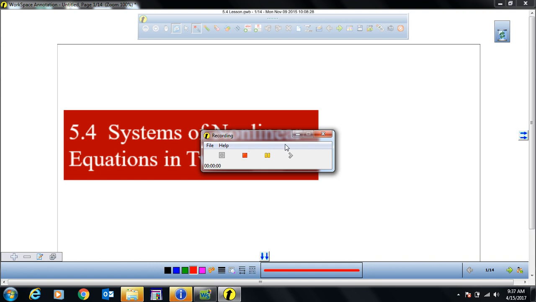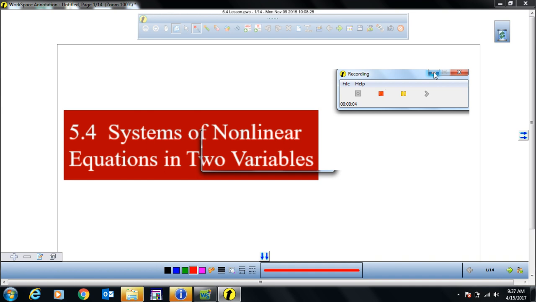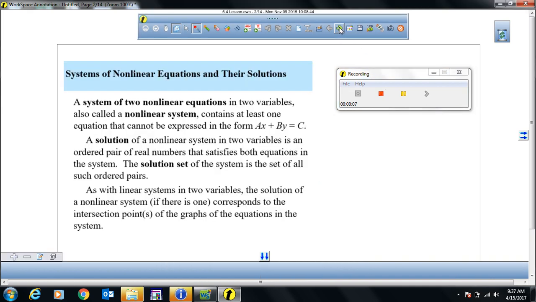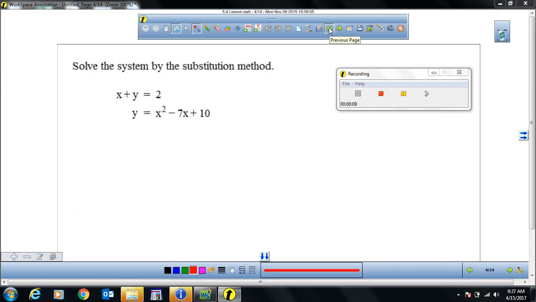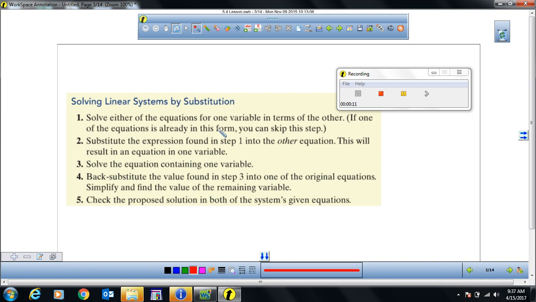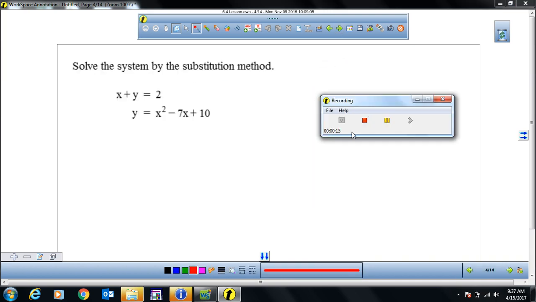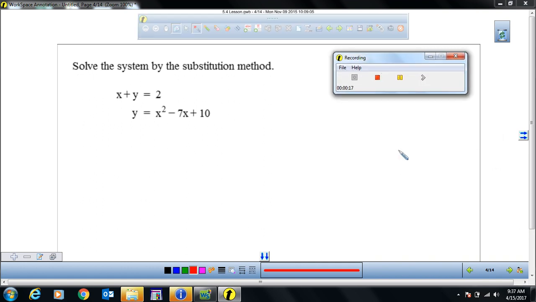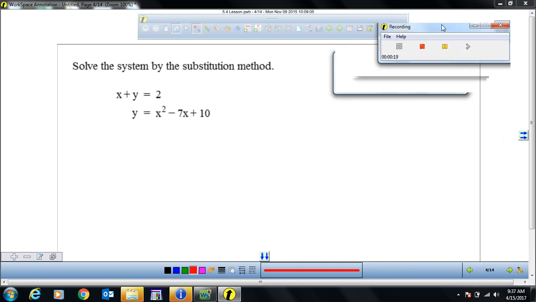In this video, I'm going to be solving systems of nonlinear equations in two variables. Let's start by solving with the method of substitution. Now, on this system of equations, we're going to solve it by the substitution method.